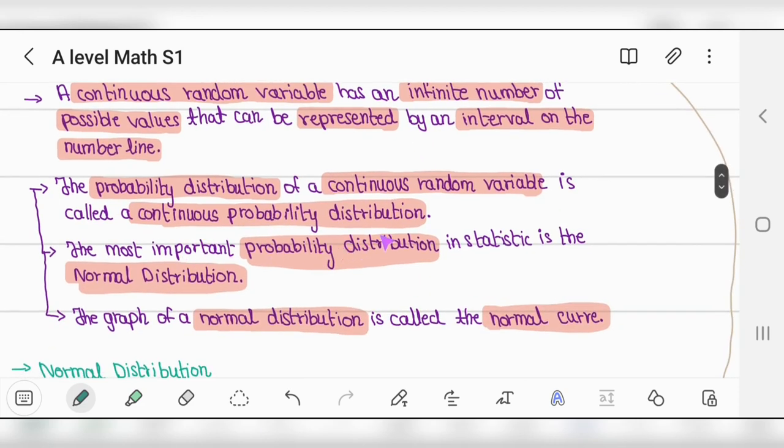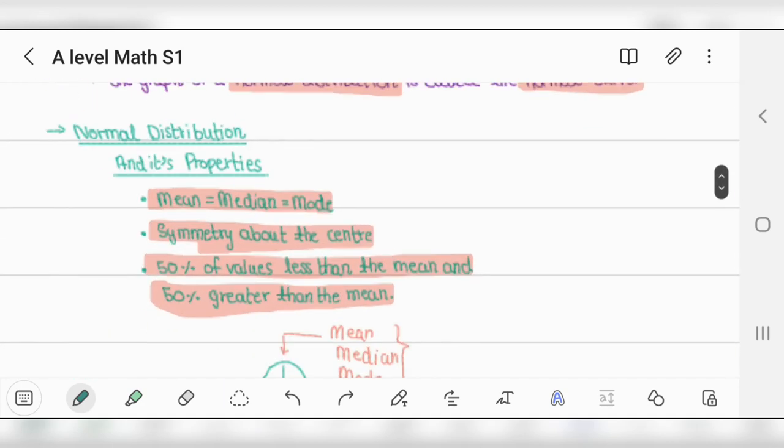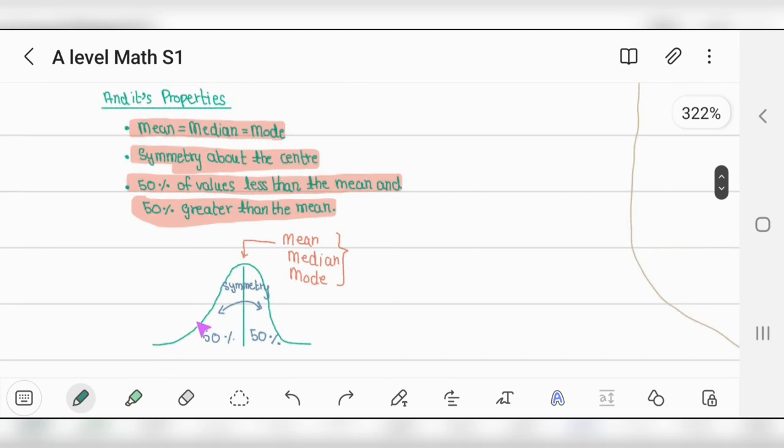The most important probability distribution in statistics is the normal distribution. The graph of a normal distribution is called the normal curve. So it's like a bell curve, right? So normal distribution, its properties. This is the normal distribution. It looks like a bell curve, right? And there's symmetry, 50% here, 50% here. It looks symmetrical, right? The mean, median, and mode are the same.